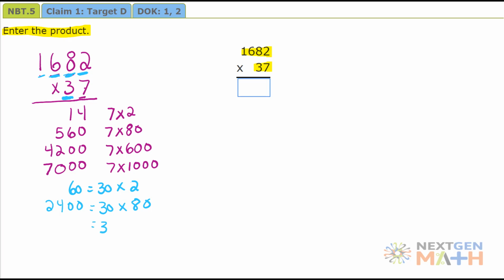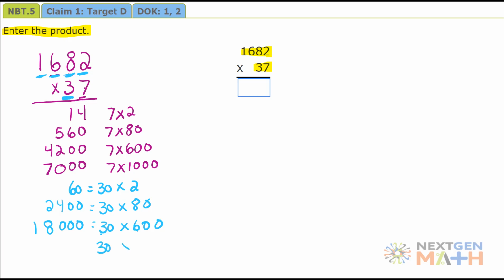So now we're going to multiply 30 times 600. Well, using our knowledge of multiplying hundreds and thousands with these zeros, we know 3 times 6 is 18, and we're going to have those 3 zeros, so that's really 18,000. And then finally, we're going to go 30 times 1,000.